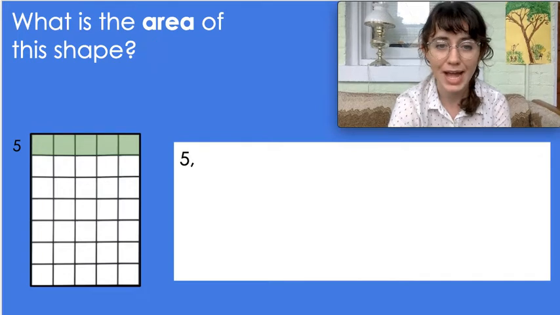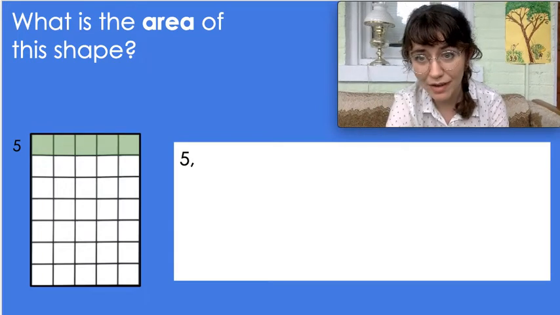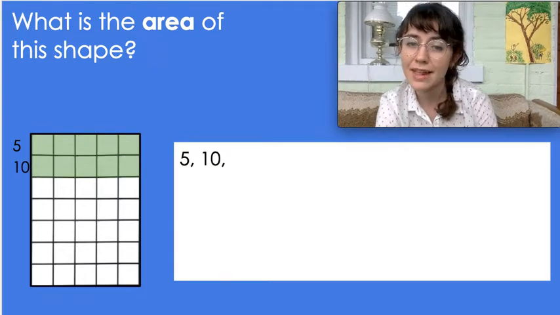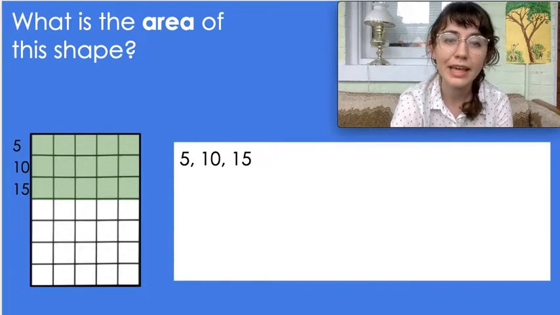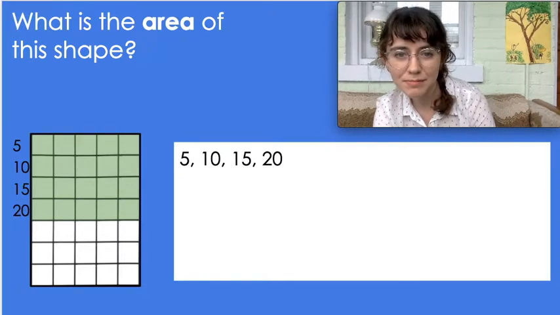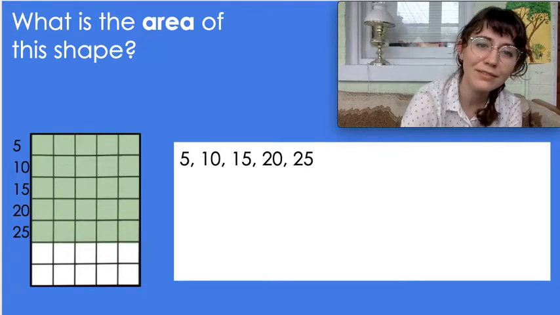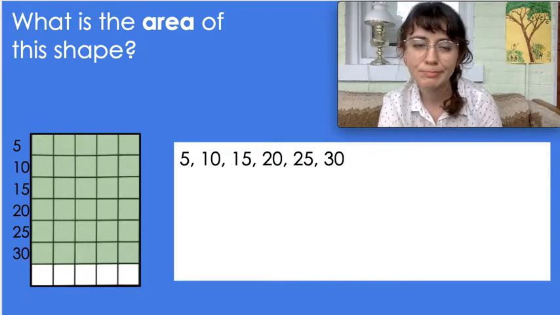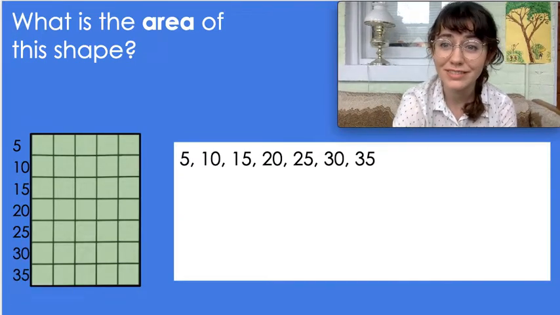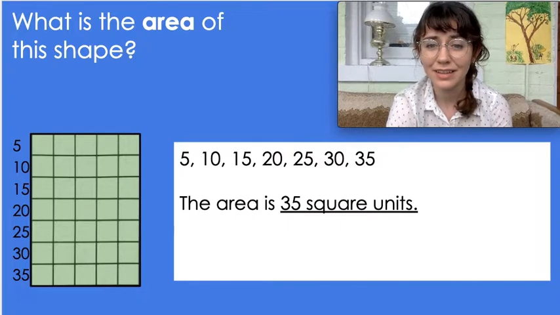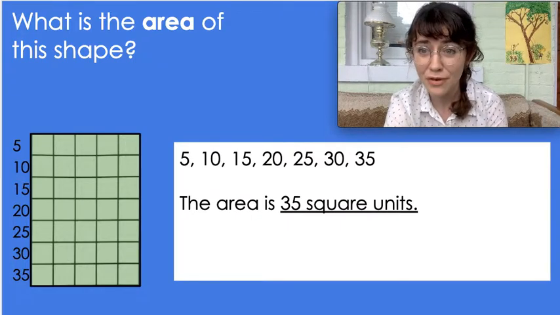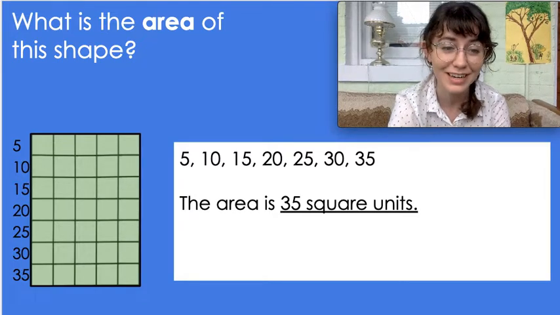So I've got 5, and then I write a little comma because I'm skip counting. 10, 15, 20, 25, 30, 35. That was super easy. The area of this shape is 35 square units. That's how many square units fit inside.